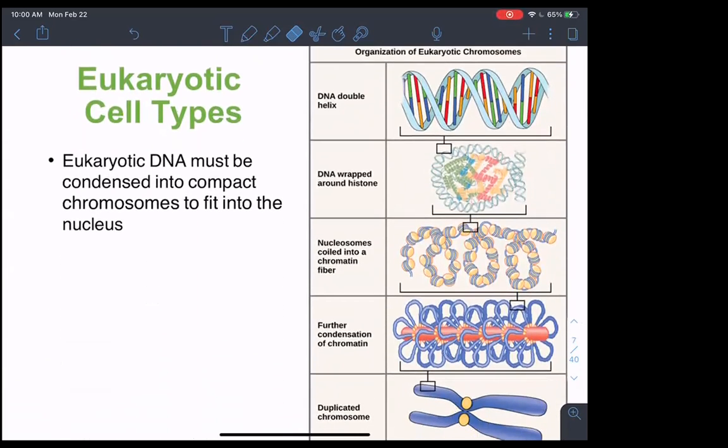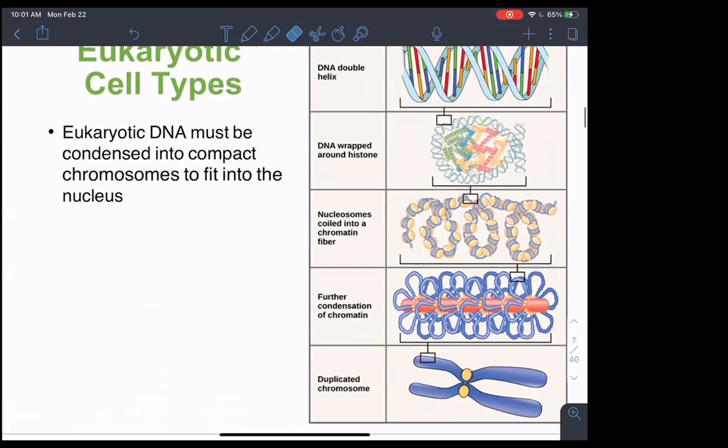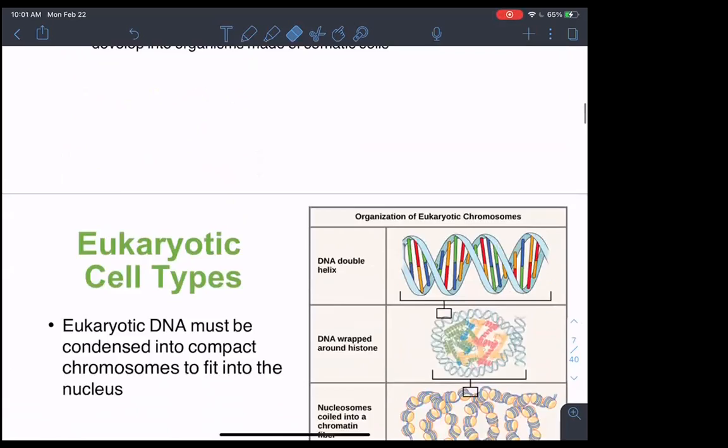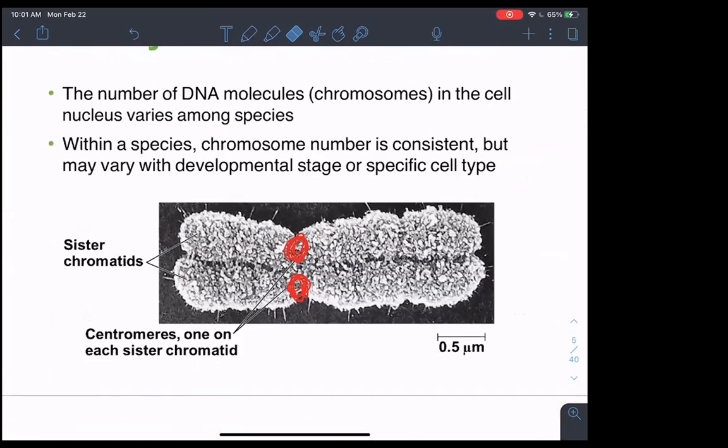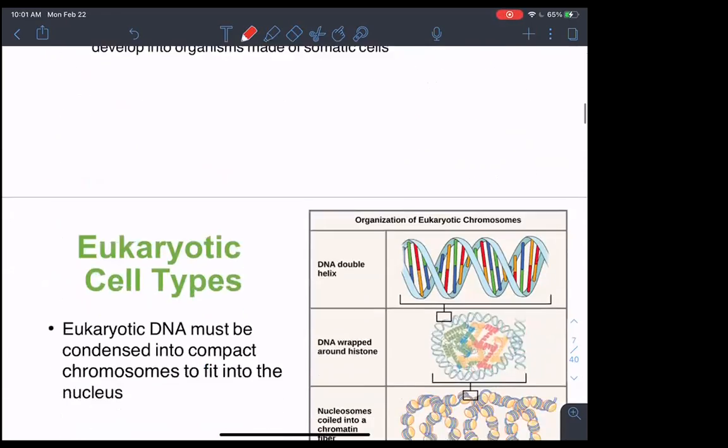So let's talk about some eukaryotic cell types. Eukaryotic DNA must be condensed into compact chromosomes to be able to fit in the nucleus because it's so immense. There's just so much information. So it gets condensed down and compacted into these chromosomes. When you look at this chromosome, you can see it's very, very packed in and condensed. These are all DNA strands and molecules within this chromosome. All this is just super tightly packed DNA. All right, that's what a chromosome is.